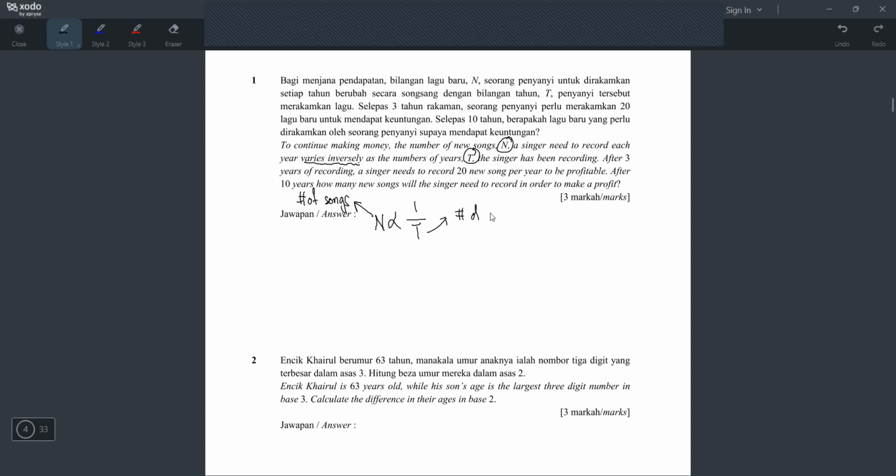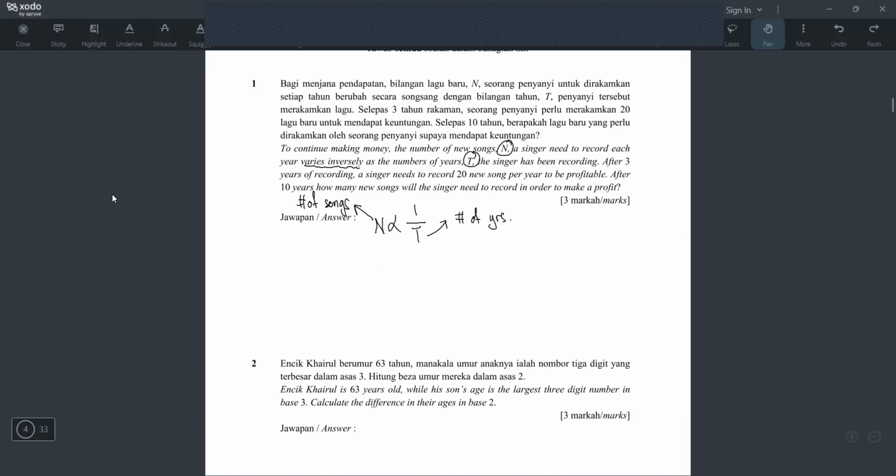So what this means is that the number of new songs you need to record each year varies inversely as the number of years. As the number of years increases, the number of new songs you need to record each year decreases. That's what it means, but it's not that important. So we just follow the steps.